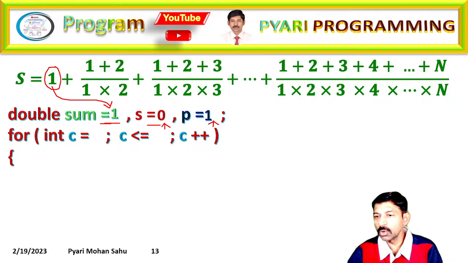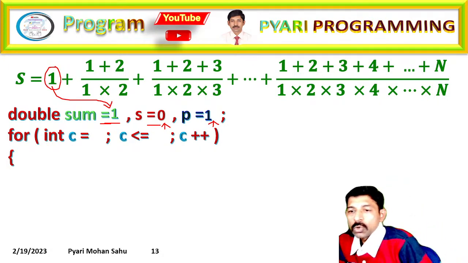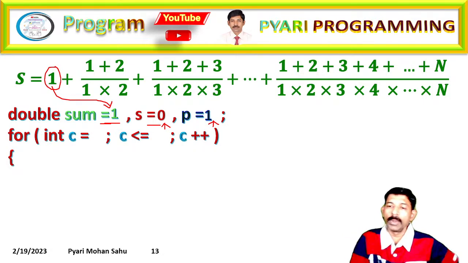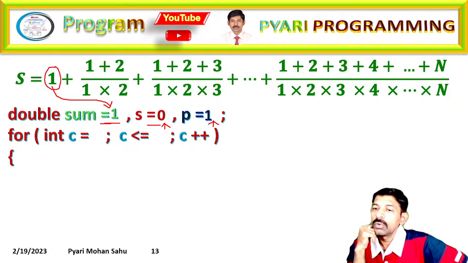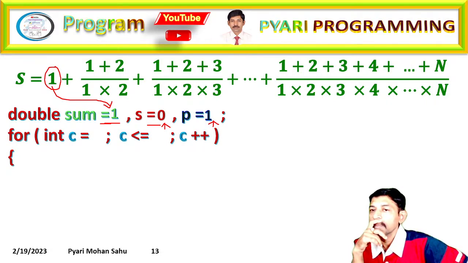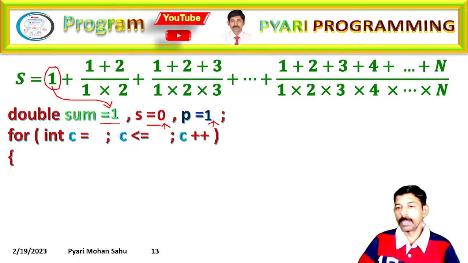Smriti, S is equal to 1, P is equal to 1. S is equal to 0, Smriti. Sum is equal to 1 because the initial value of sum is already available. That's why it will be your 1. Ishan, S0 PQ. What is this Q, Ishan? Okay, send me the loop.